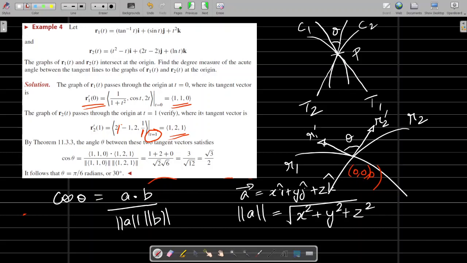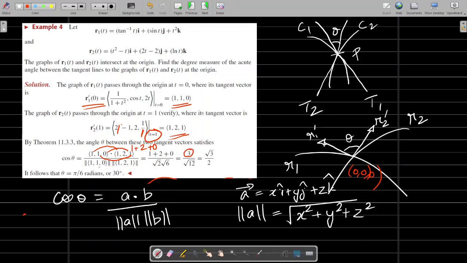Now using that we will find cos theta. So cos theta is equal to the vector r1 dash at 0 dot product with vector r2 dash at 1, divided by norm a into norm b. You know how to calculate the dot product: 1 into 1 is 1, plus 1 into 2 is plus 2, plus 0 into 1 is plus 0. So 1 plus 2 plus 0, a dot b is 3.